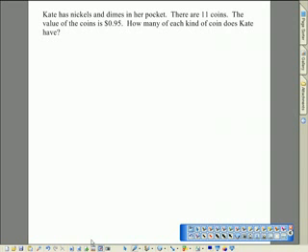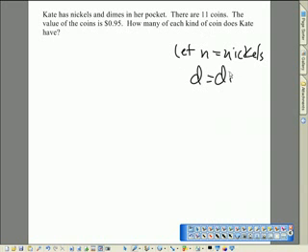All right, the first one. We have to come up with an equation here, a system. So we're going to let n equal nickels, isn't that original? And d equal dimes. I'd do capital D then. So what do I know? If I add n plus d, how many coins are there? 11. So I know the number of nickels plus the number of dimes has to equal 11.